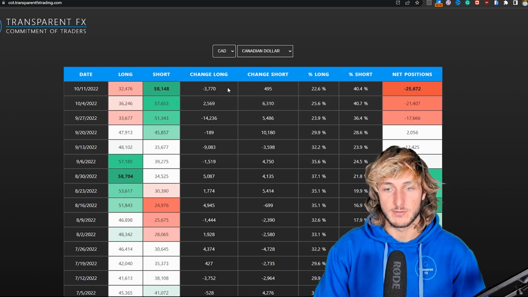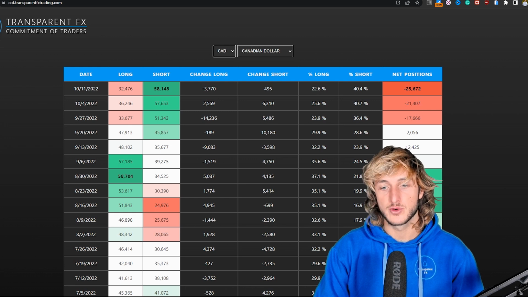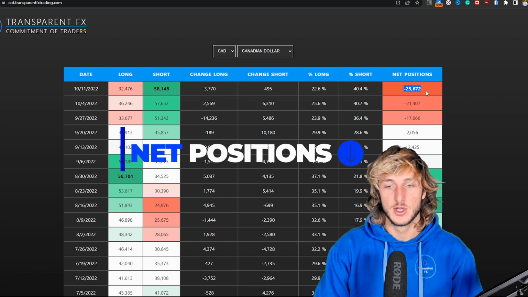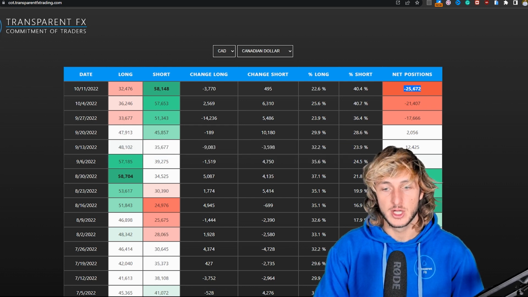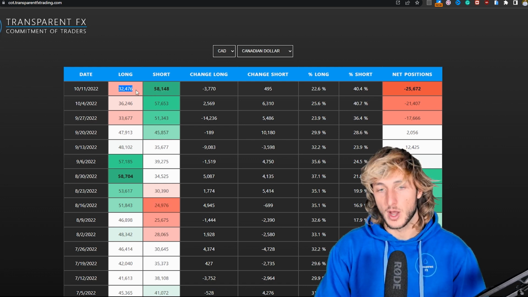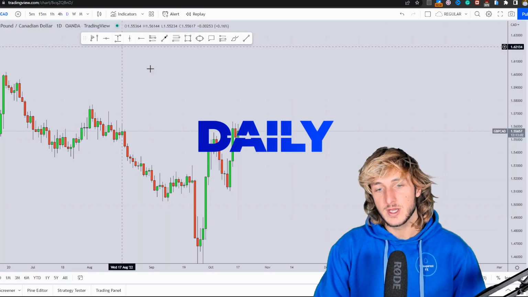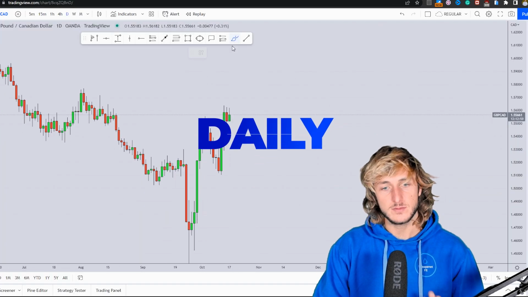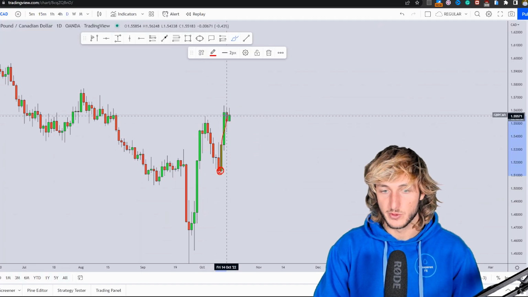And if we go and see what we have on the CAD, we can see how with the last reports, we went from plus 26k net positions to now minus 25k net positions, showing a strong decrease of the net positioning, going from having more longs than shorts from an institutional perspective to now having more shorts than longs. So basically the exact opposite. So CAD is getting weak, GBP is getting strong. That is why also we got this move to the upside.